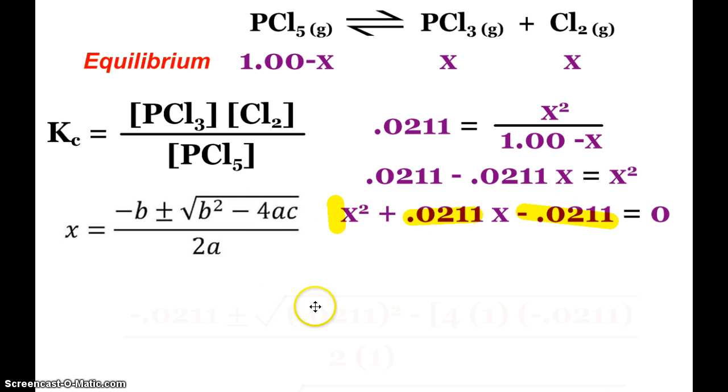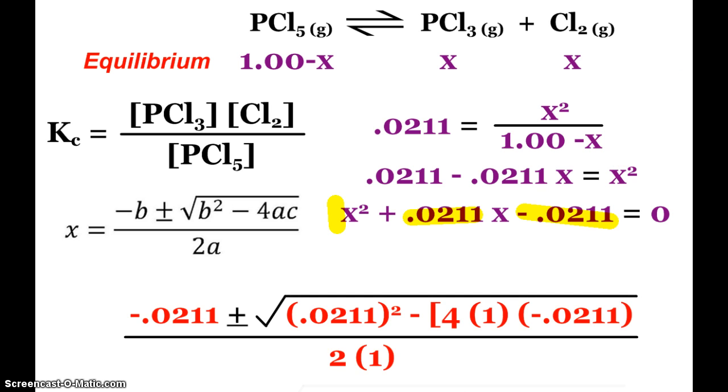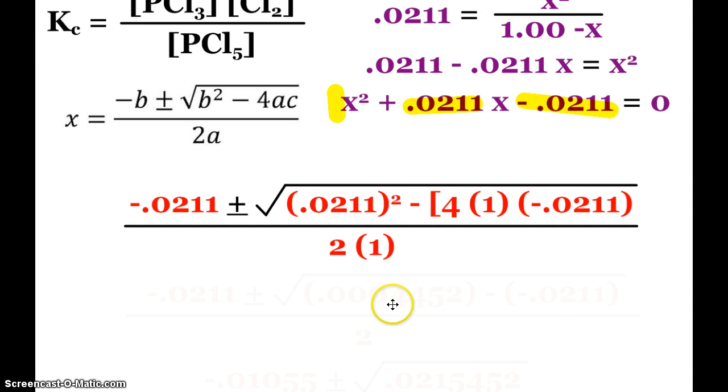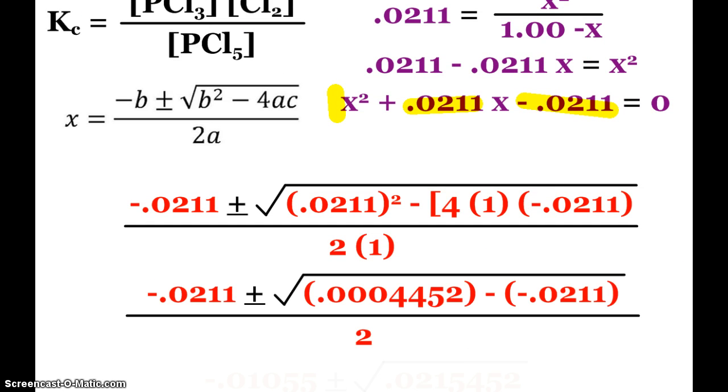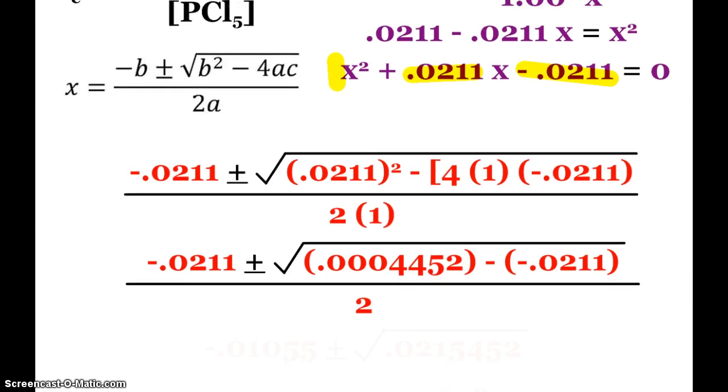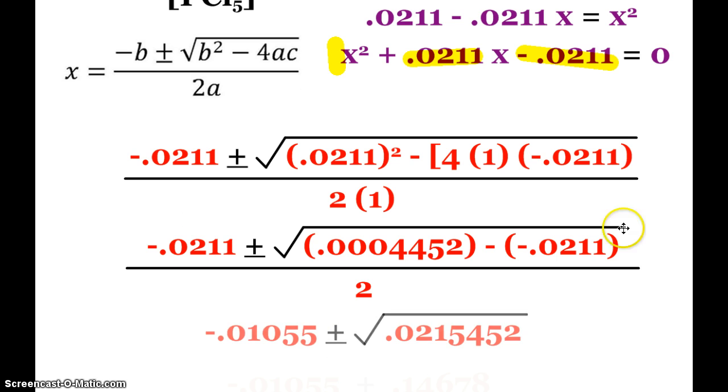So now I can plug away. Negative B plus or minus the square root of B squared minus 4AC, and that's all over 2A. And we can simplify. So my 0.0211 squared is 0.0004452, and then my 4AC comes out to be negative 0.0211. And so I can simplify further.